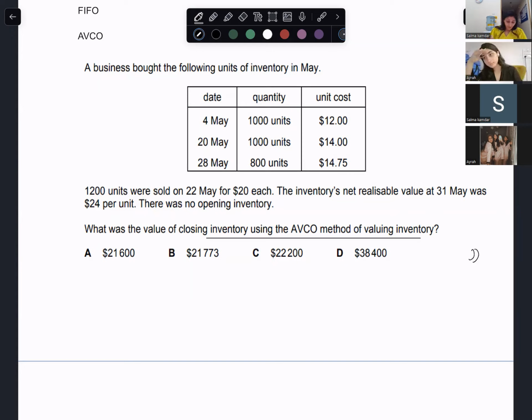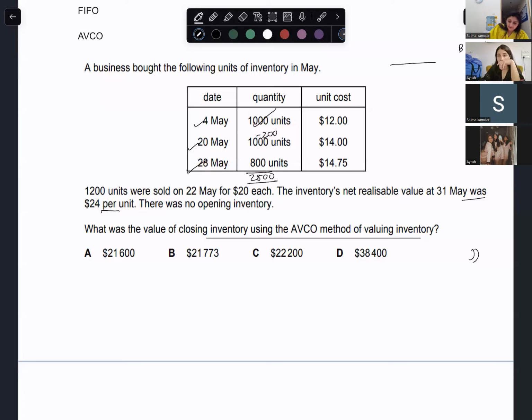Okay, fine. So you have three inventories that you have purchased on 4th May, 20th May and 28th May. So that is basically 2,800 units. 1,000 units was sold and then 200 units was also sold. Net realizable value is more. There was no opening inventory and they want us to find the closing inventory as per AVCO.